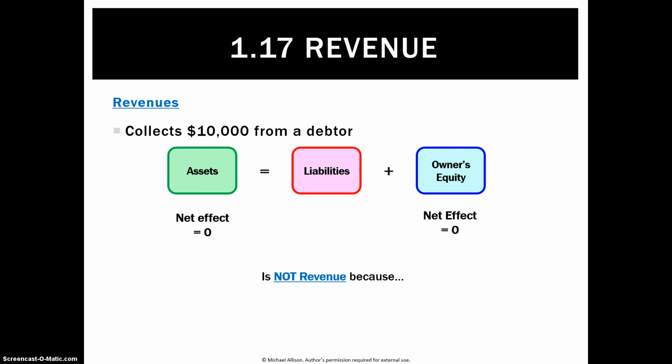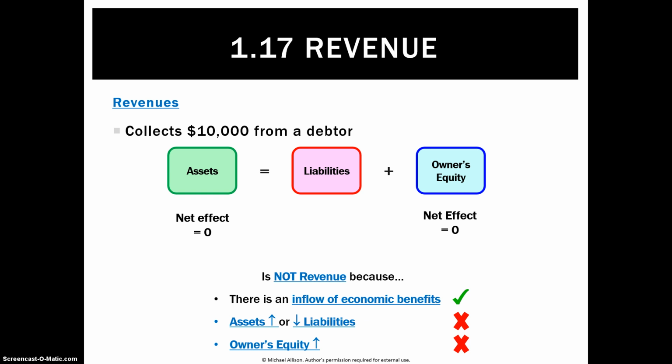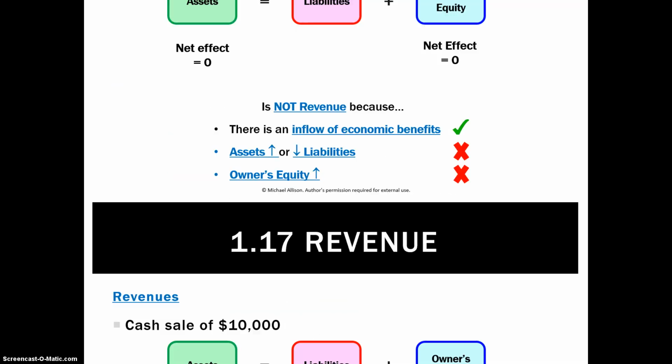Looking at our definition of a revenue, why is this not revenue? Is there an inflow of economic benefits? There is. We have received cash. Is there an overall increase in assets? No, there's not. While one asset did go up, the net effect on assets is actually 0, so that is not true. And lastly, owner's equity did not increase, so therefore that cannot be classified as revenue.